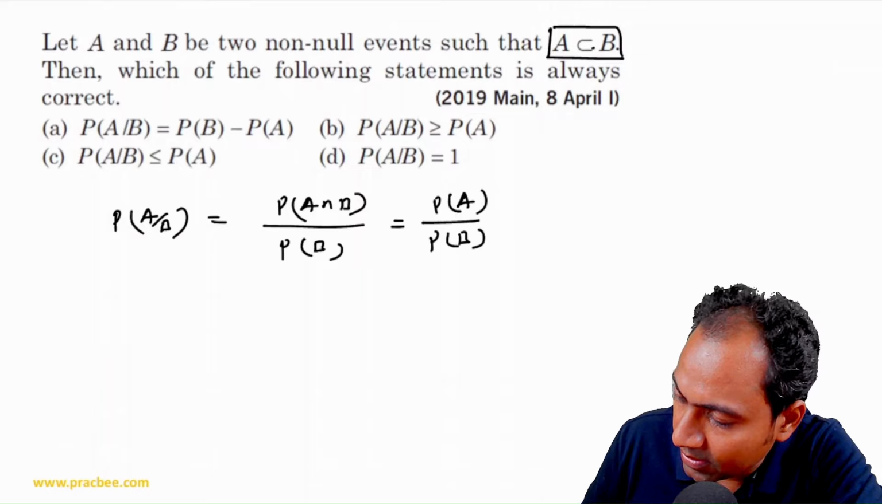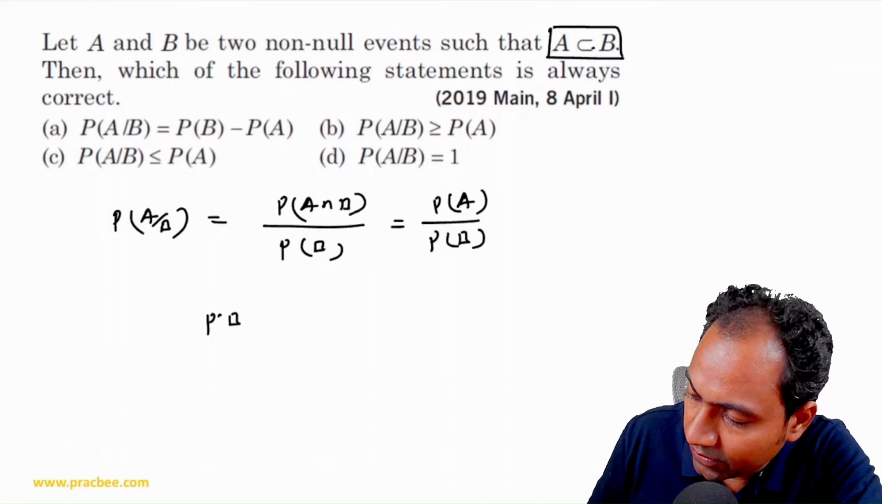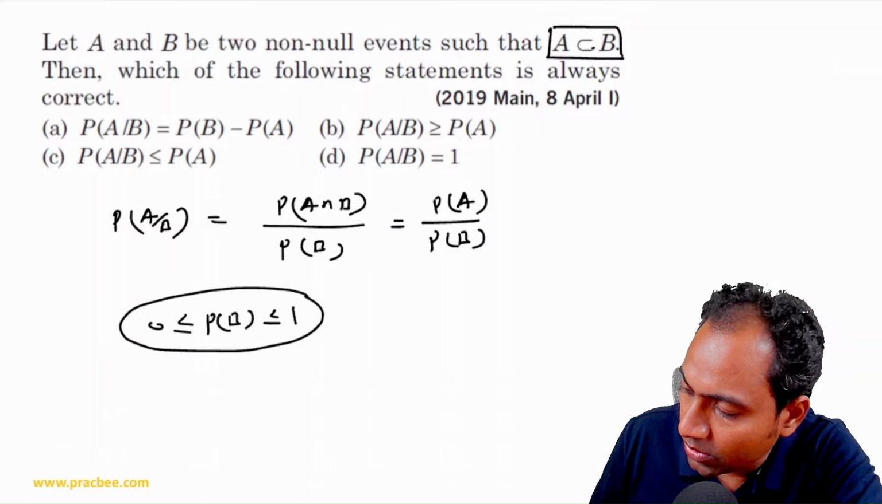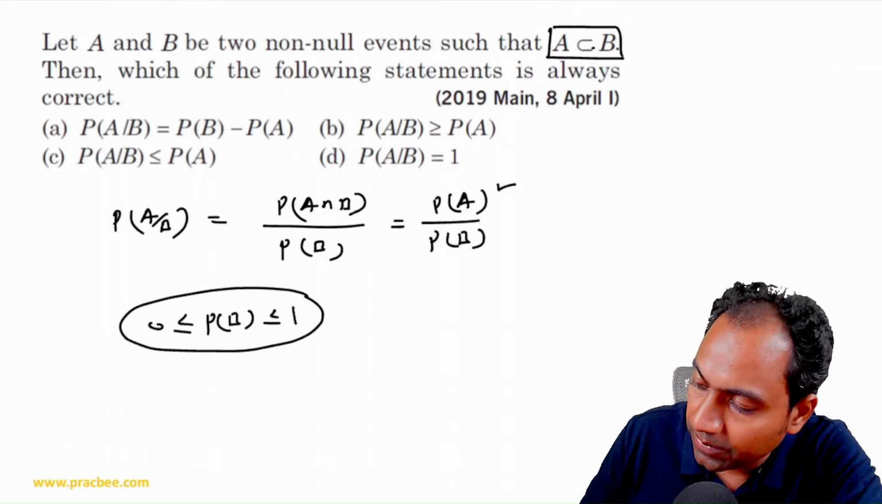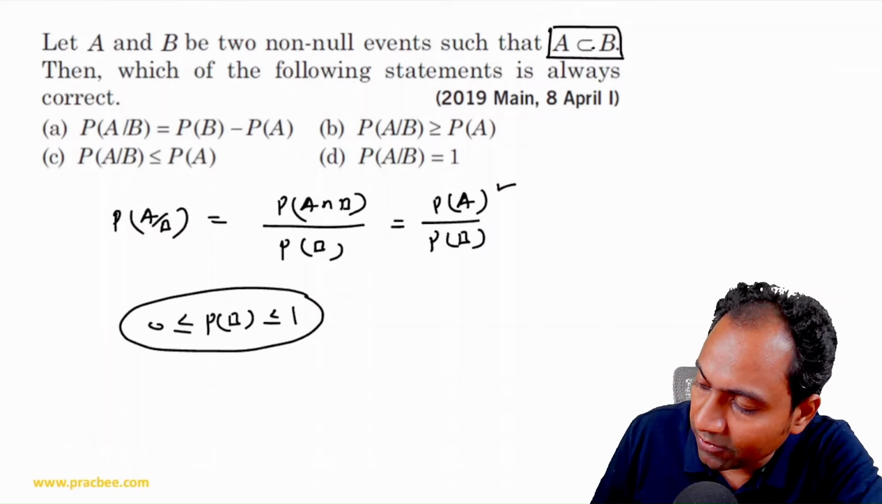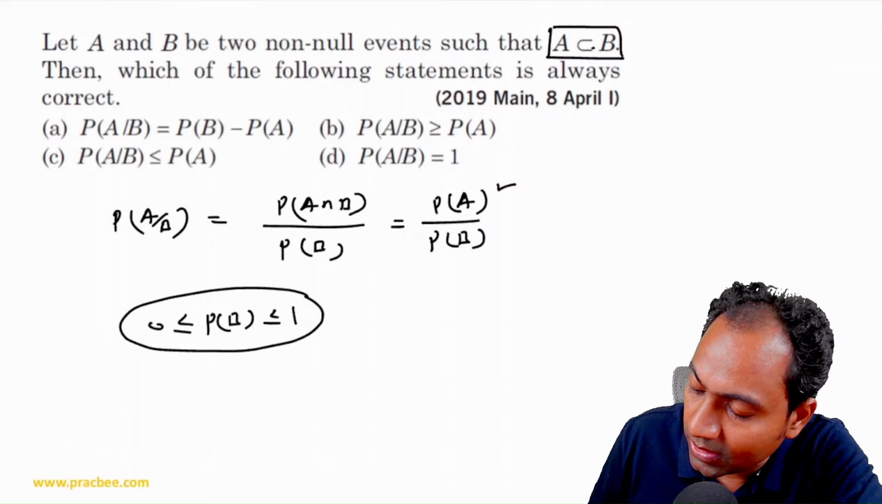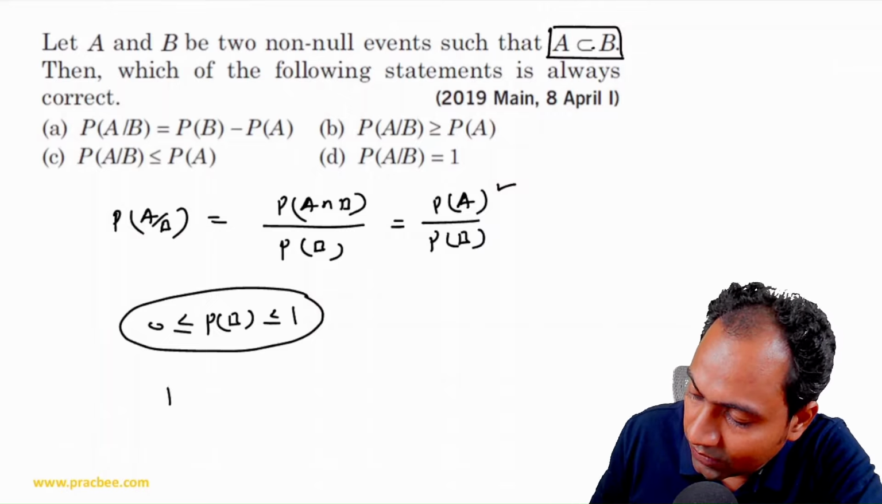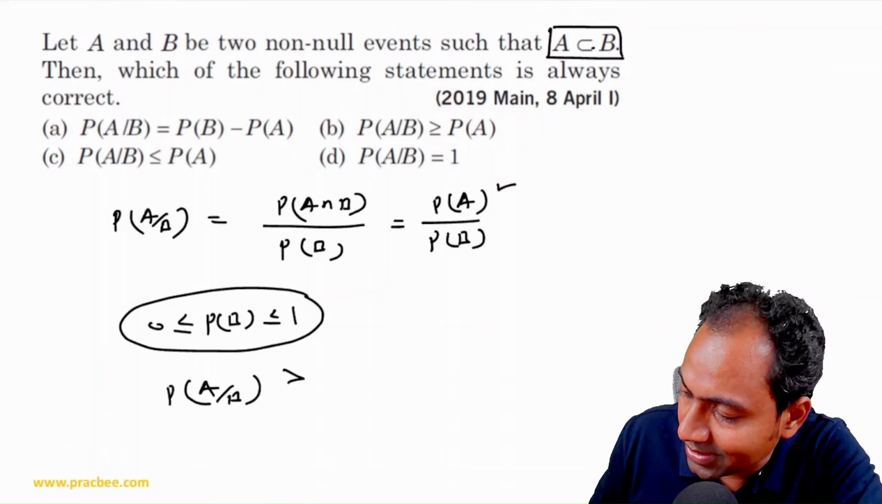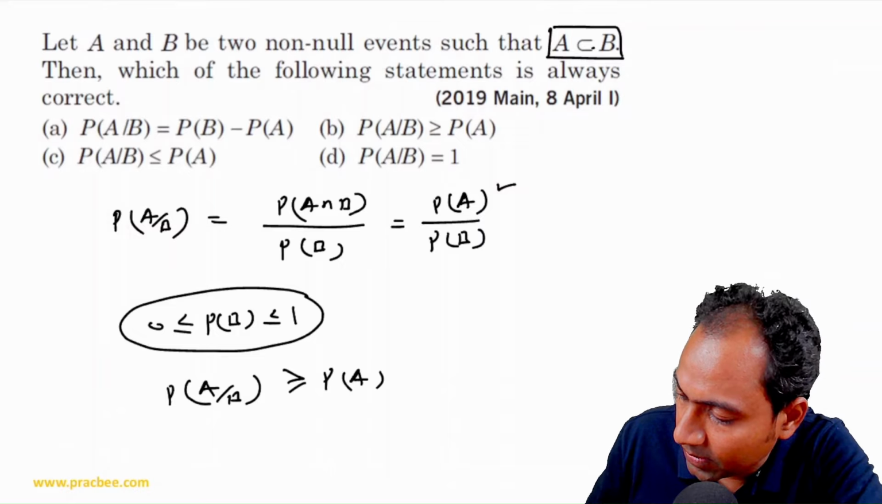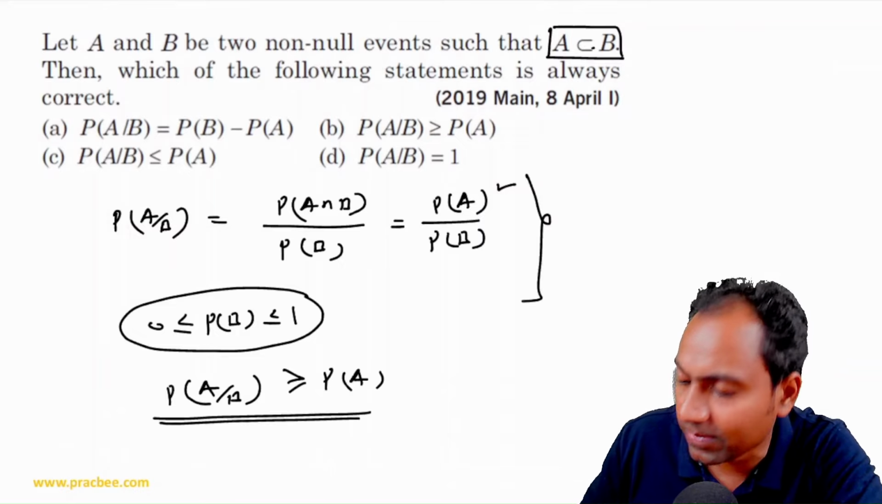by P of B. Now you know that the value of any probability lies between 0 and 1. And if it is so, what we can say about P of A by B, if P of B takes its maximum value, in that case, P of A by B will be equal to P of A. But if P of B takes its minimum value like 0, then in that case, P of A by B will be even greater than that. So what we can write is P of A by B is going to be always greater than or equal to P of A. A very simple question based on direct formula application.